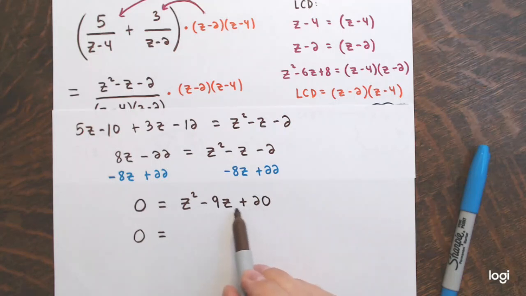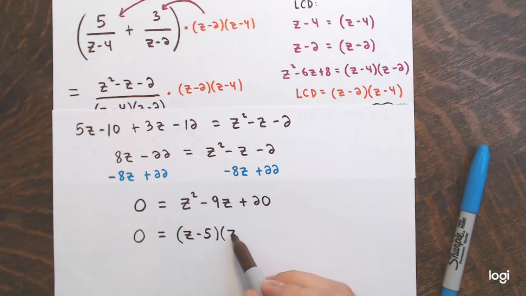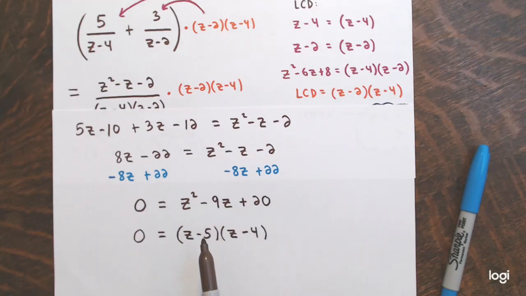So if I factor this quadratic over here, z squared minus 9z plus 20, that would factor to z minus 5 times z minus 4. You can double check: distribute the z over the z minus 4, distribute the negative 5 over the z minus 4, and you'll get this back.